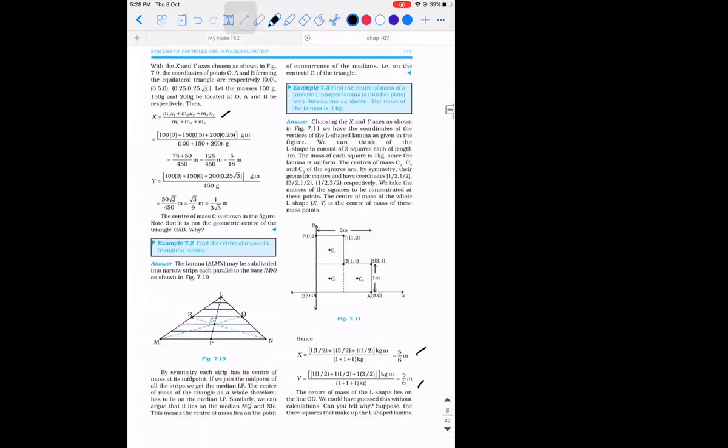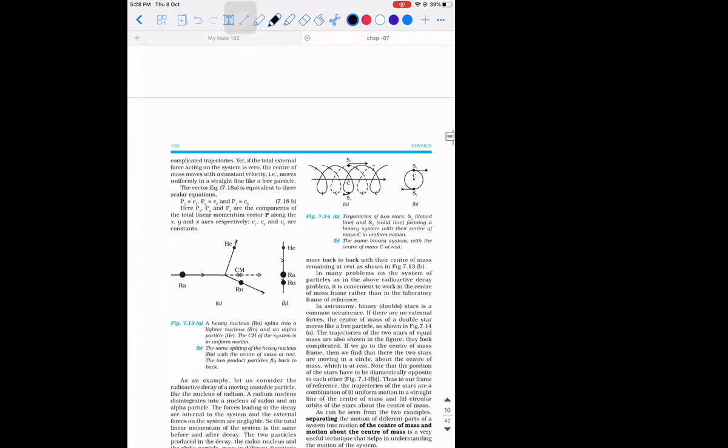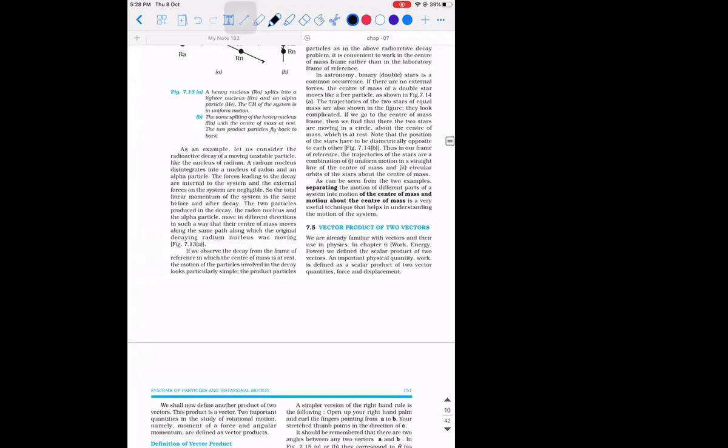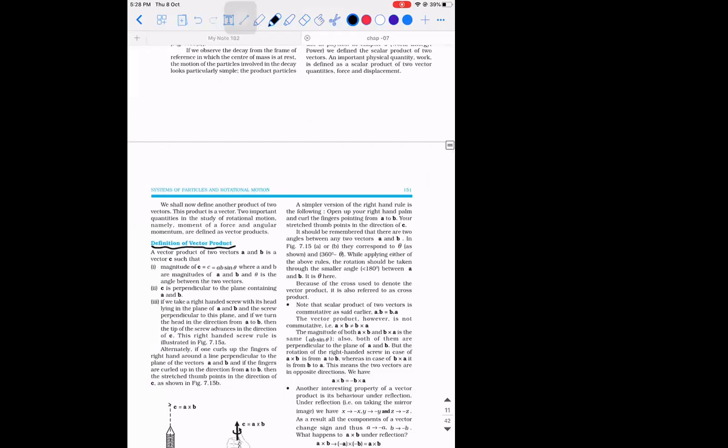So we have completed the first part of the show. In the second part, you have the vector product of two vectors. This I have already discussed in the vectors concept, but I will revise it again. Okay, this is very, very important for this chapter.